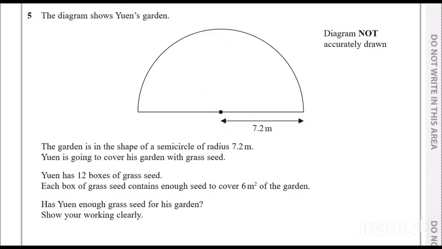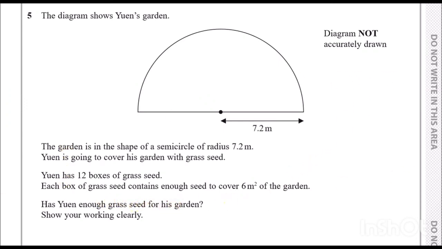Okay, question 5. So the diagram shows UN's garden. Now this garden is in the shape of a semicircle radius 7.2 meters. Okay. Now UN is going to cover his garden with grass seed. UN has 12 boxes of grass seed, and each box contains enough seed to cover about 6 meters squared of the garden. Well, does he have enough grass seed for his garden?